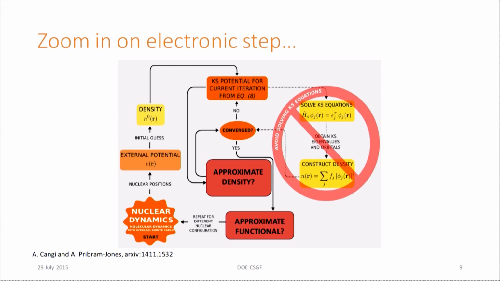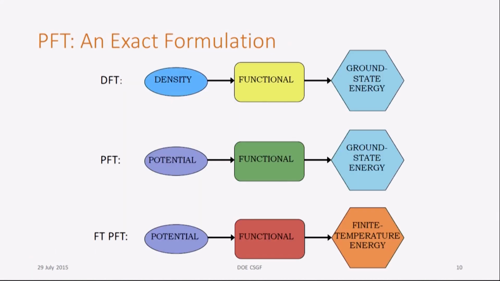Now, that only makes sense if coming through here and doing this self-consistent pathway is less expensive than this one, and if we have approximate densities and approximate functionals both in terms of the potential. So potential functional theory is a way to get at that process. I'm going to relate it to density functional theory because I think it's much more likely that people are more familiar with density functional theory than potential functional theory.